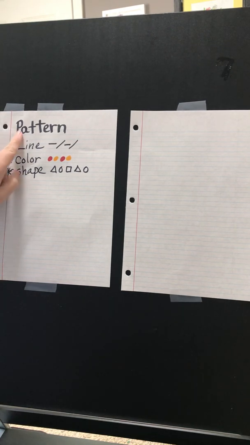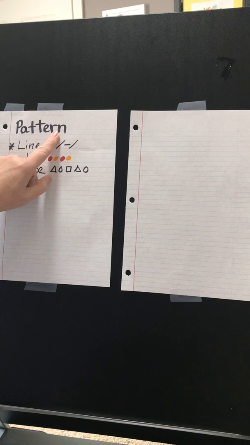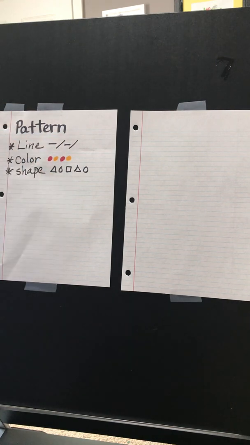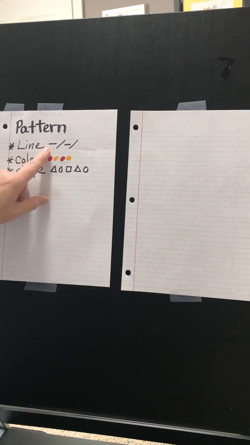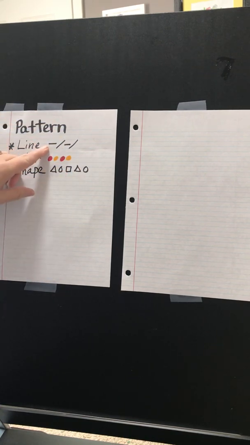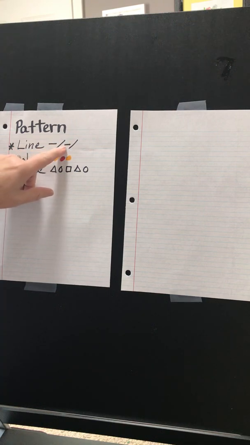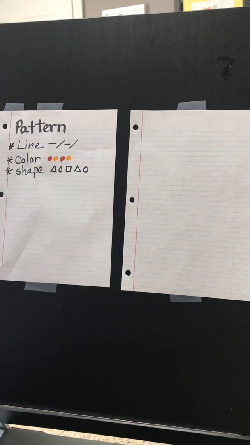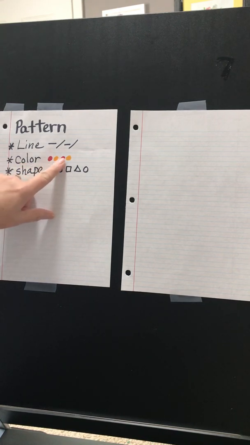Today, we're going to be learning about pattern. It's this word right here, pattern. And in art, there are three ways we can show pattern on something. We can show patterns with lines. For example, you could have a line that goes horizontal, diagonal, or vertical, and just keep repeating that pattern. This one goes horizontal, diagonal, horizontal, diagonal. Or maybe you want to do a pattern with color, red, orange, red, orange.